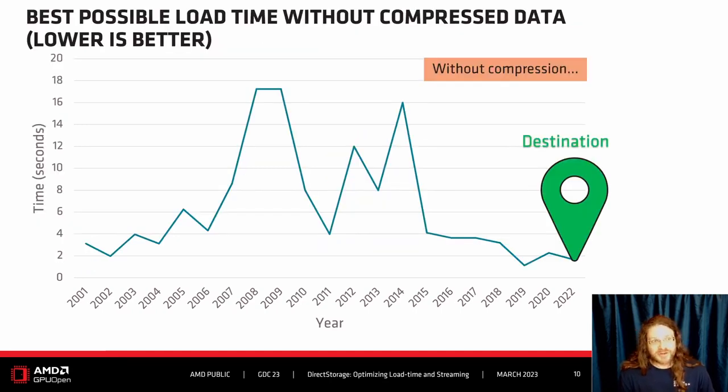This particular chart here is basically the best possible load times we could possibly achieve when we don't have any kind of compression enabled, given the VRAM capacity and the throughput of the PCIe bus and of those devices, of course, as well. So in 2022, like I had mentioned, it may be possible to get 2 second load times. And in 2019, we were near 1 second load times.